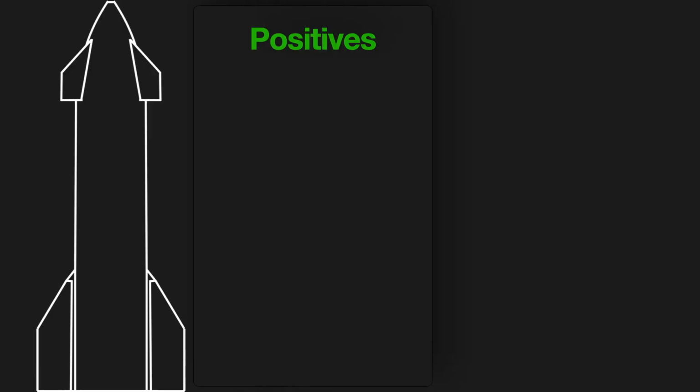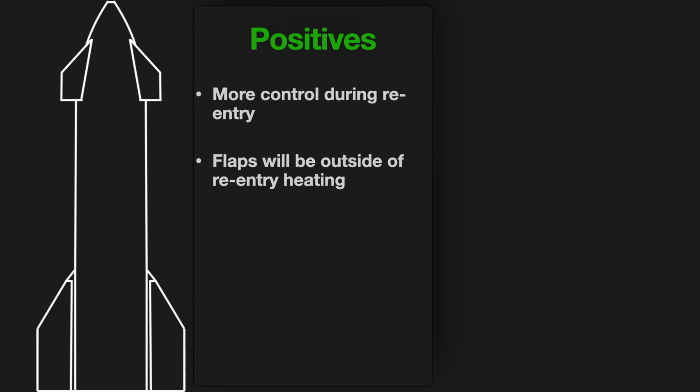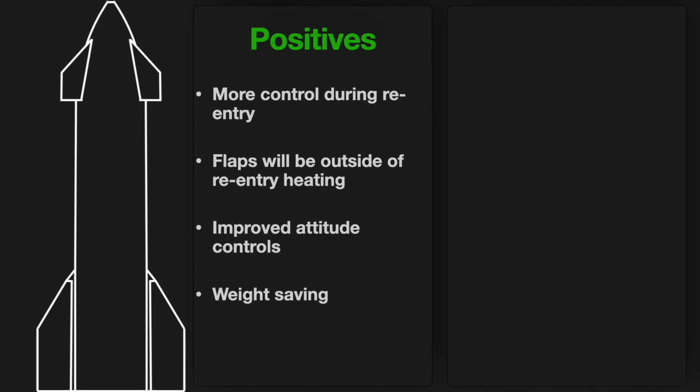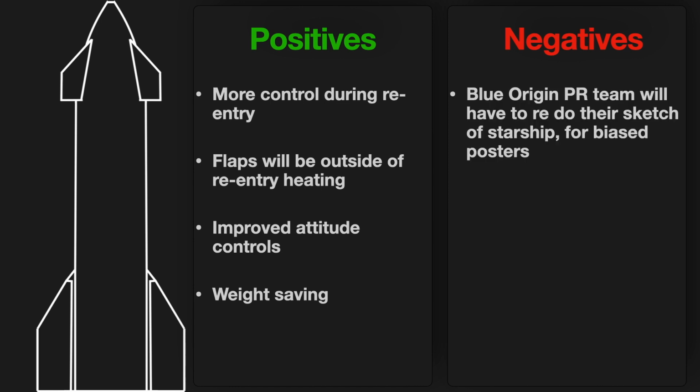Now let's look at some pros and cons. The pros are that you'd have more control during re-entry. The flaps will be outside of the re-entry heating, improved attitude controls, and weight saving. Now, the negatives are that the Blue Origin PR team will have to re-sketch their sketch of Starship for biased posters.